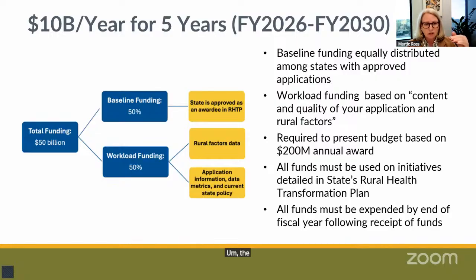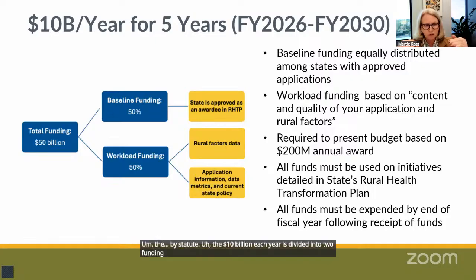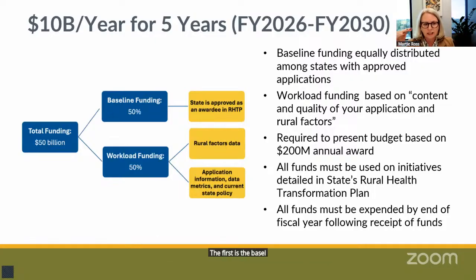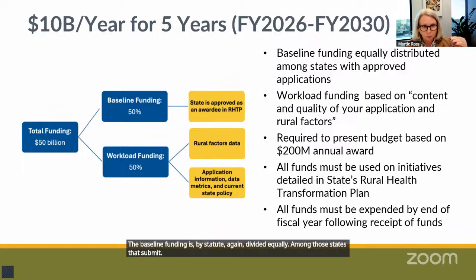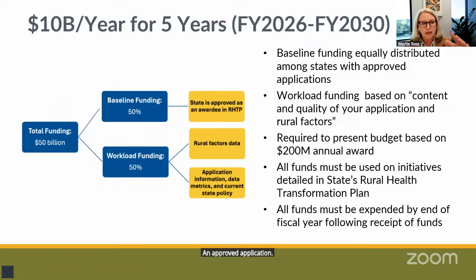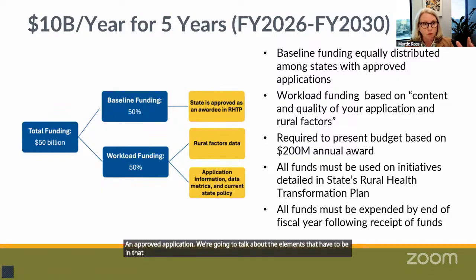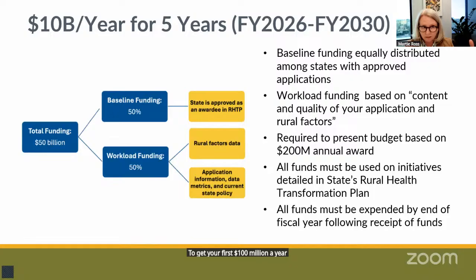By statute, the $10 billion each year is divided into two funding types. The first is the baseline funding. The second is the workload funding. The baseline funding is, by statute again, divided equally among those states that submit an approved application. We're going to talk about the elements that have to be in that application for it to be approved. So that's table stakes to get your first 100 million a year, assuming again, all 50 states have an approved plan. The workload funding is the competitive aspect of this opportunity.